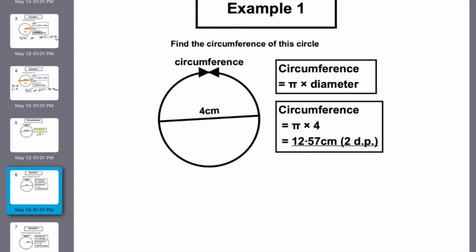In this situation, they gave me my diameter because it's from one side of the circle to the other through the center, and it's 4 centimeters. So it's really going to be 4 times pi, which comes out to be 12.57 centimeters. Notice how this time it's not centimeters squared because it's still one dimensional. Okay, it's that one line dimension going around the circle. Okay, let's try one last example.